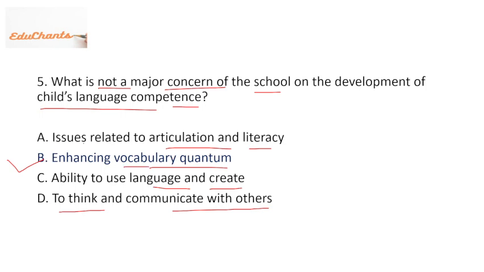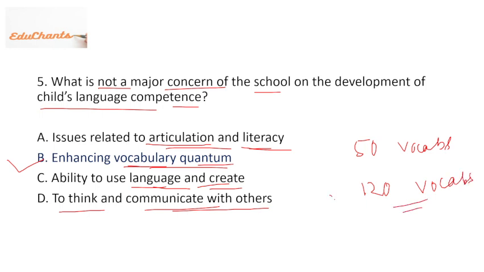That means school is concerned regarding your articulation, how you pronounce the words, how you articulate, what your literacy rate is, or what your performance in literature is, then how you use your language and create new things, and to think and communicate, how you communicate with others. These are important, but enhancing vocabulary quantum is not important. Why? I'm telling you one example. If you are learning 50 vocabs every day, and suddenly you move to 120 vocabs per day.